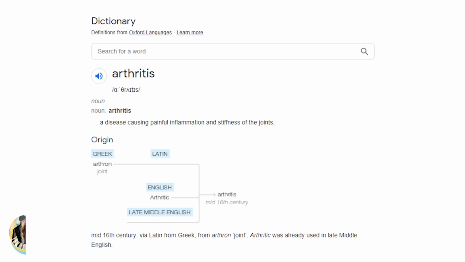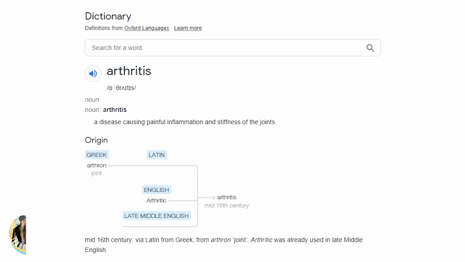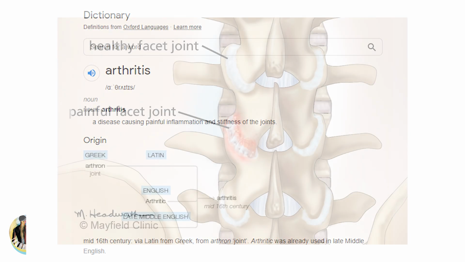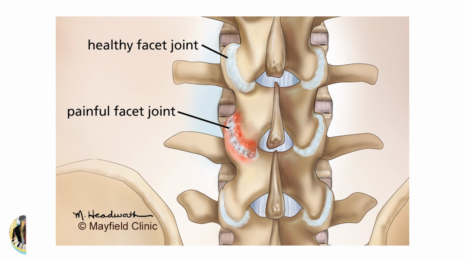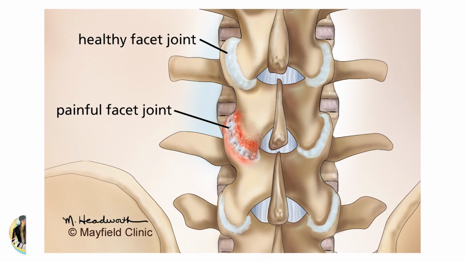The word arthritis comes from a combination of the Greek, arthros, meaning a joint, and itis, meaning inflammation. The facets are the only joints in the spine. Spinal arthritis, therefore, means inflammation of the spinal facet joints.